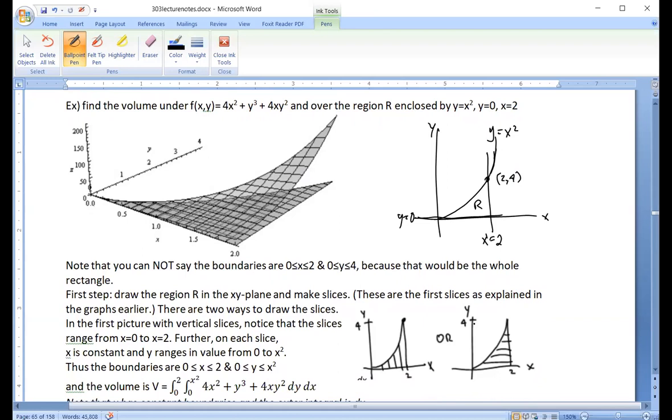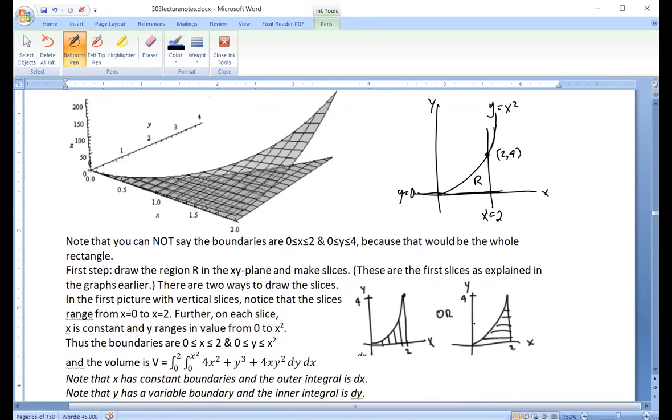So notice that when we did the first slice, we had delta x. So that delta x or dx goes on the outside of our integral. And then our secondary piece was dy. And the boundaries for y were 0 to x squared. That gives us the volume equals integral from 0 to 2, integral from 0 to x squared of our function dy dx. So x has constant boundaries and our outer integral is dx. y has a variable boundary and the inner integral is dy.